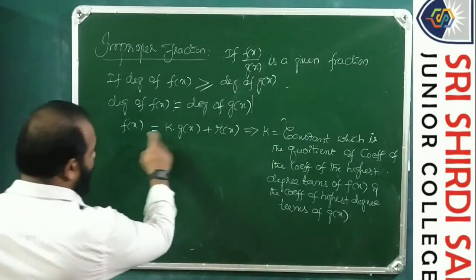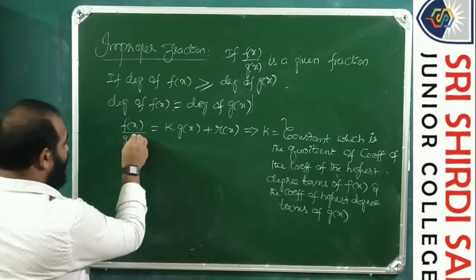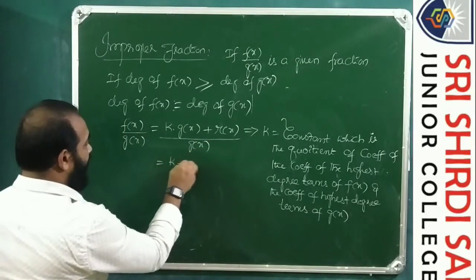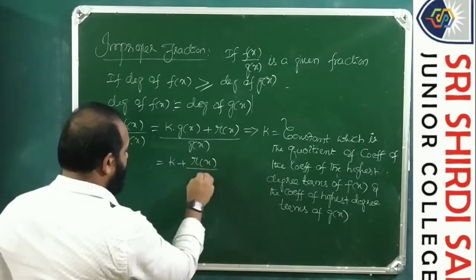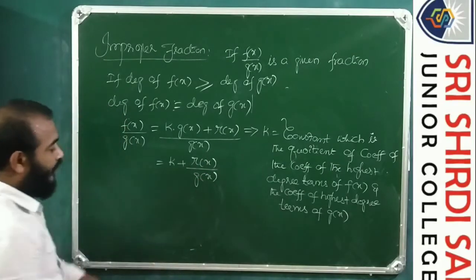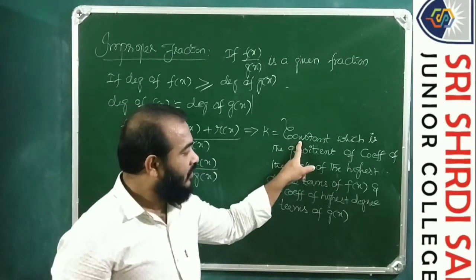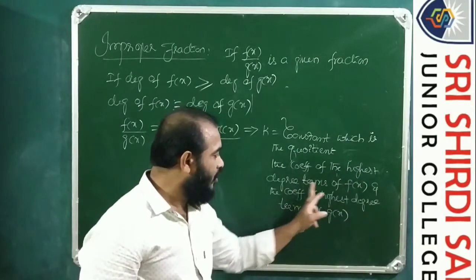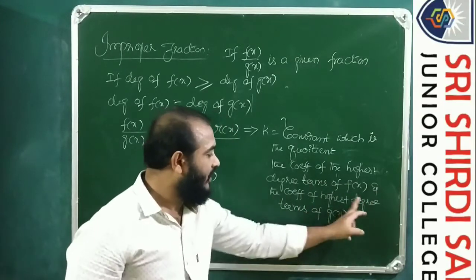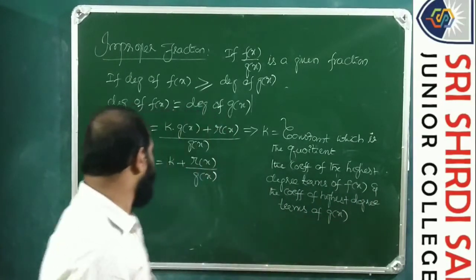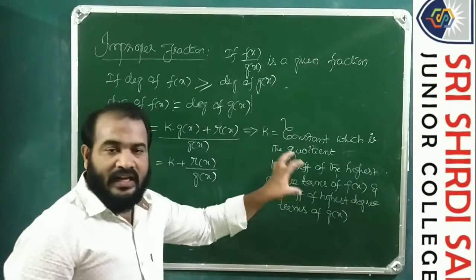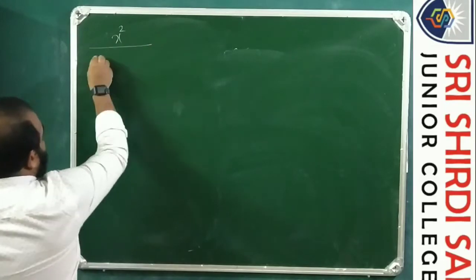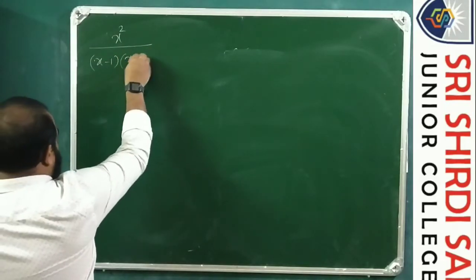So here f of x is equal to k into g of x plus r of x; divide with g of x on both the sides. This is k plus r of x by g of x, where k is the constant, that is the coefficient of the highest degree term of f of x by the coefficient of the highest degree term of g of x. To discuss this, let us emulate with an example: x square by x minus 1 into x minus 2.